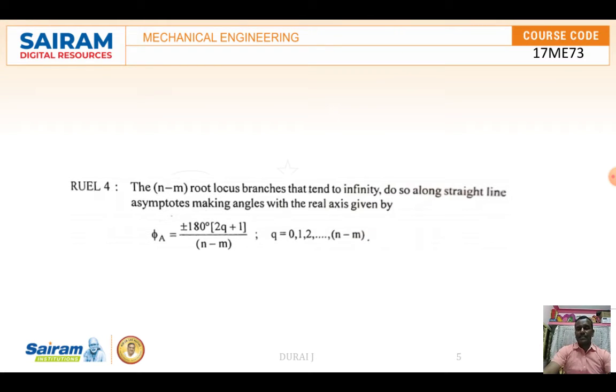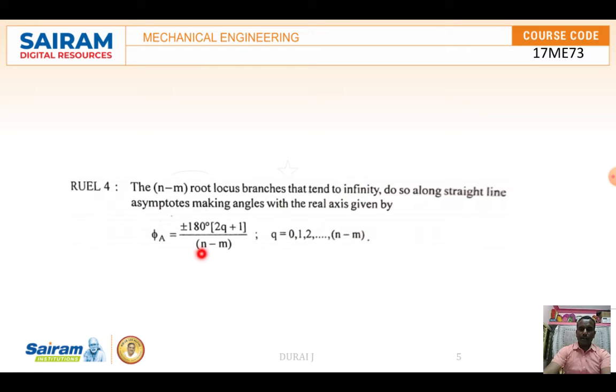Then the next rule is that we are going to find the angle of the asymptotes. The n minus m root locus branches tend to infinity along straight lines, with asymptotes making angles with the real axis given by plus or minus 180 degrees times (2q plus 1), divided by n minus m.